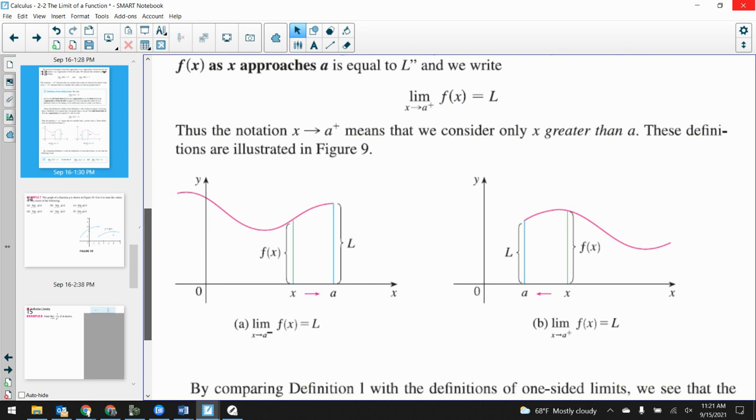Likewise, this is what it would look like if I was only focusing on the right side limit. The limit as x approaches a from the positive direction. From the right side, I would be saying, okay, where's the function going?